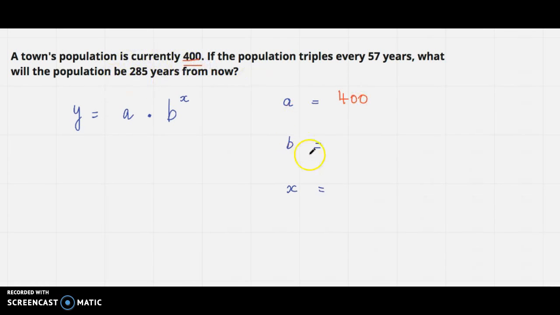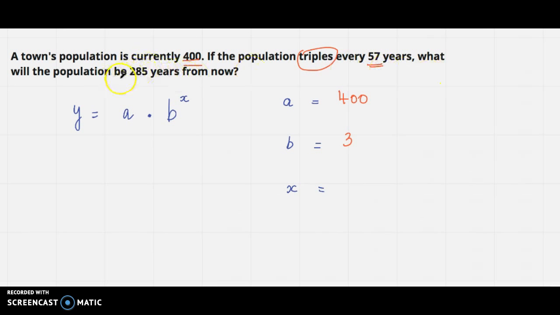It's the number 400. B tells you the scale. Is it doubling? Is it tripling? Is it going 4 times? So in this question, it says that the population triples every 57 years. So B is 3. Triples means it will become 3 times. It will become 3 times every 57 years.